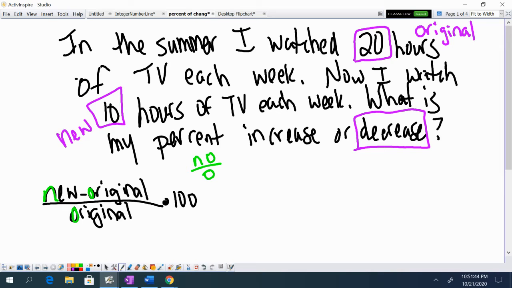So I need to look at the formula we're going to use. It's new minus original divided by original. I keep getting it mixed up. So I have to do, I think, new minus original, and then original. Oh, okay. So my new amount is 10. My original amount is 20. And that goes in two places. And then it's times 100 because that gives me the percent that I need.